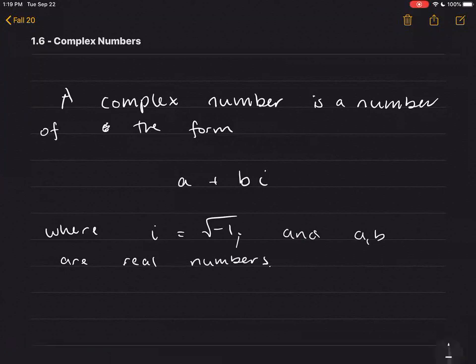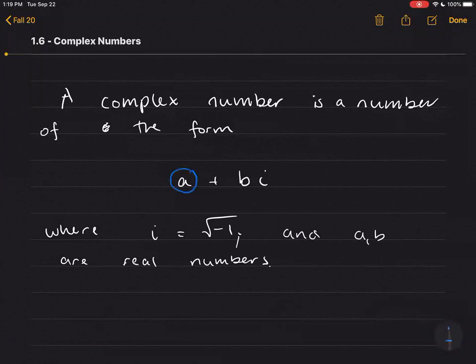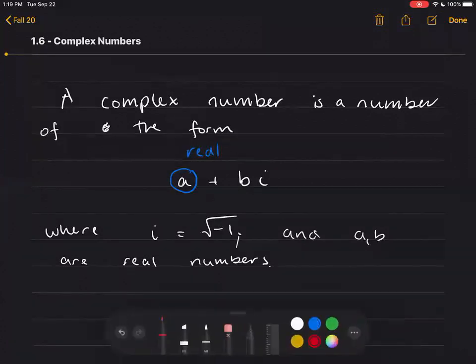So when we look at a complex number like this, we say that this a part here is the real part because there's no i attached. And this right here is the imaginary part because there is an i there.